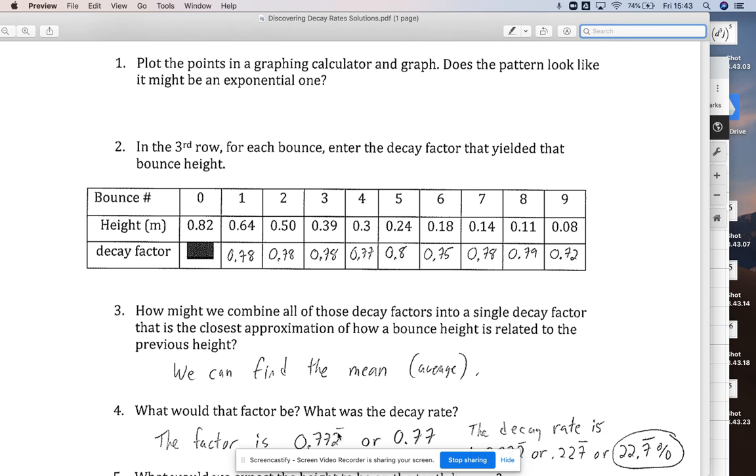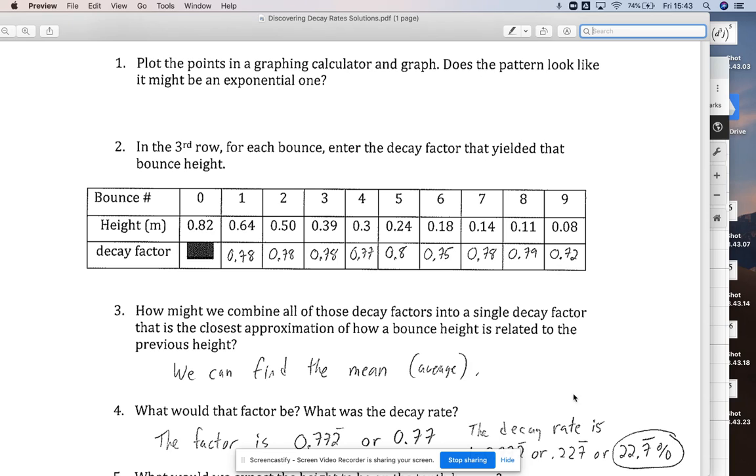This time, we're going to start off with 100%. If you think about it, we want to know how much is it keeping. This number is telling us how much it keeps each time. That is the factor, but its rate is actually how much it's losing each time.